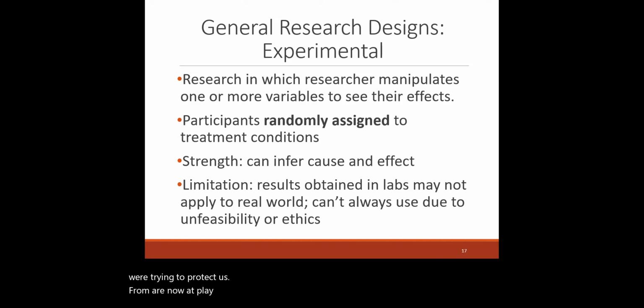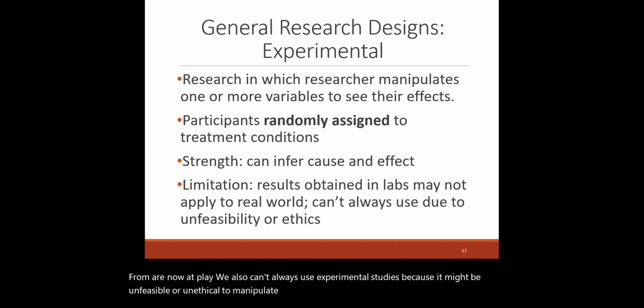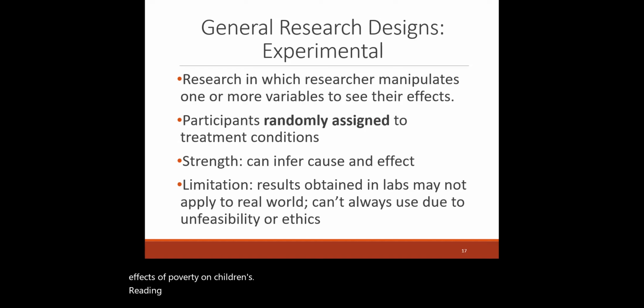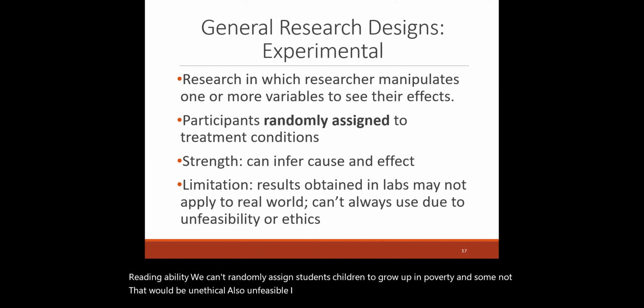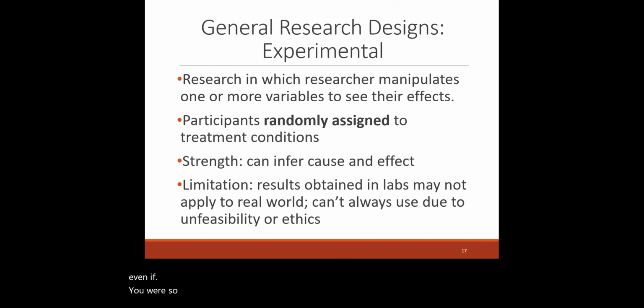We also can't always use experimental studies because it might be unfeasible or unethical to manipulate a variable. So if you're interested in studying the effects of poverty on children's reading ability, we can't randomly assign children to grow up in poverty and some not. That would be unethical, also unfeasible. I don't know how you'd even manage to do that, even if you were so inclined.